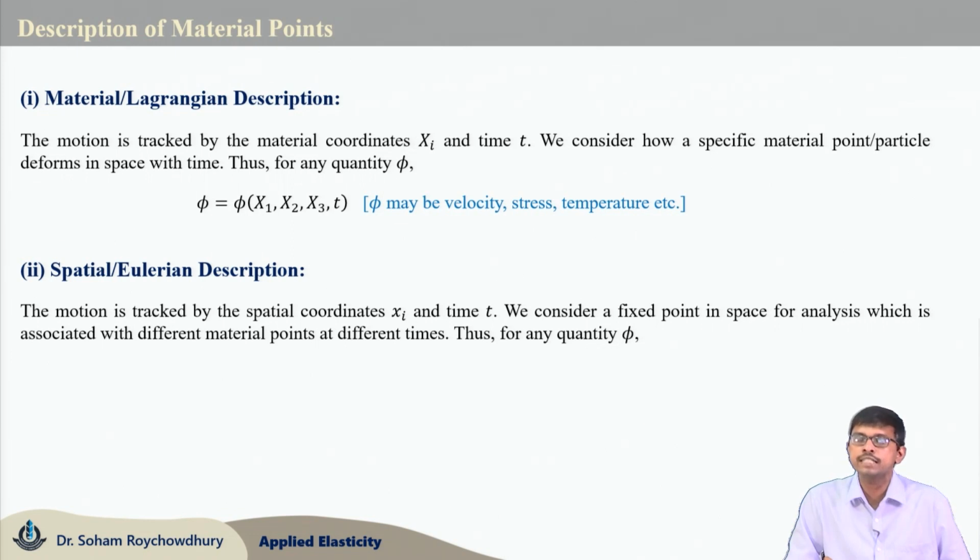We are not tracing the motion of a particular material point in the spatial description, whereas for the Lagrangian description, as capital X was chosen to be fixed, for a specific material point we are observing how it is deforming in space with time. Now, coming back to spatial description, here any quantity phi is function of small xi, small x1, small x2, small x3 and time, the deformed components of the position vector.